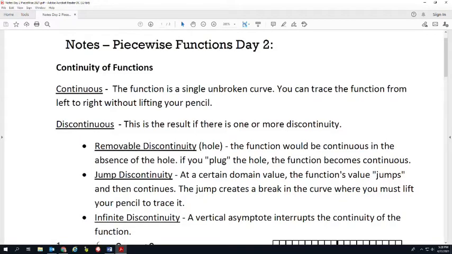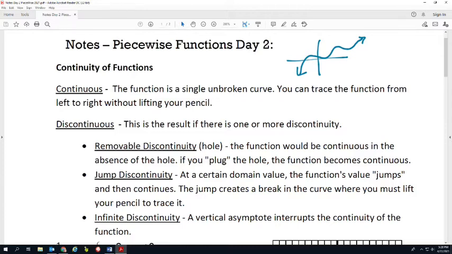Hey guys, we're going to do notes today over piecewise functions, day 2, which is just going to talk about some of the discontinuity that you might see in a piecewise function. So we call a graph continuous if the function has a single unbroken curve. And what I mean by that is when you have your graph, you basically go forever without stopping. You don't ever lift your pencil to finish the graph.